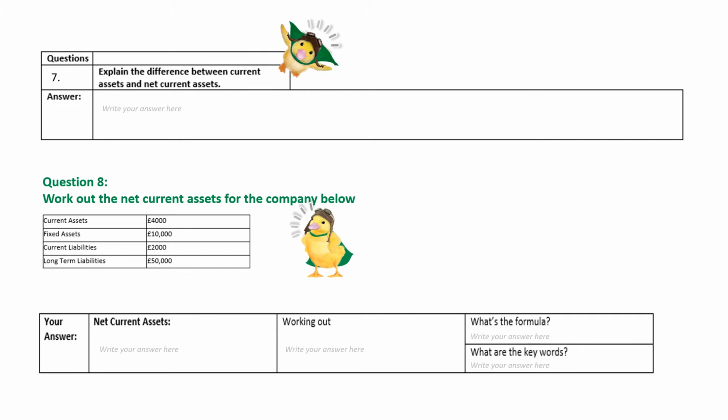You've got to look at these 4 figures. Which figures do you need? Put your working out in the working out box. Double check that you've got the formula, so write the formula in the formula box. Any of the keywords, write down in the keyword box, and then guess what? Write your answer down in the net current asset box.